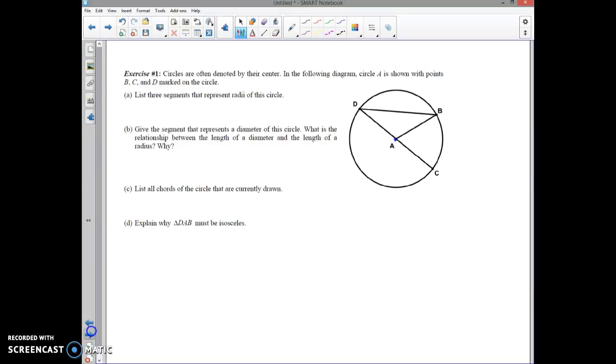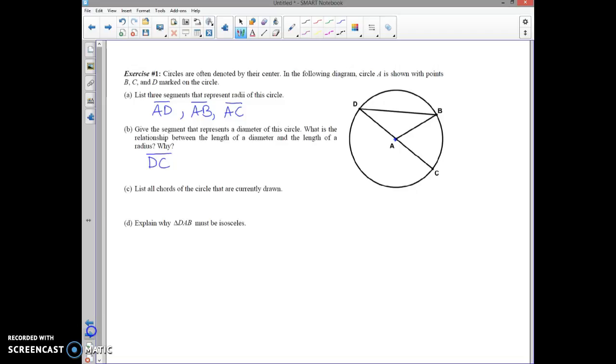List the segments of the radii. So AD, I'm going to list the center of the circle first. You could certainly go backwards and say DA, but I'm going to list the center first. AD is a radius, AB is a radius, and AC is a radius. And remember, the line above those letters just means it's a segment. Give the segment that represents the diameter. You have to choose the segment that goes through the center, so it's DC. If you want to say DAC, that's perfectly fine.